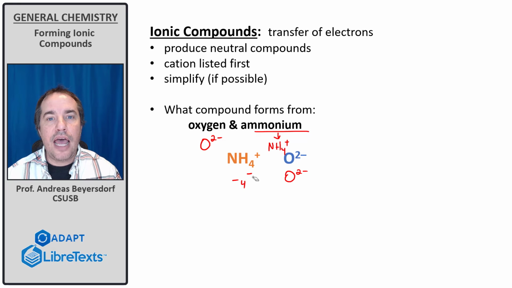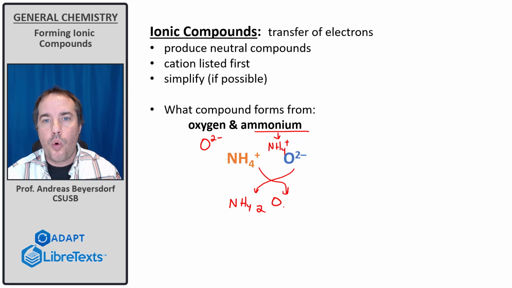Okay? And then what we do is we do that crisscross rule. And that becomes NH4, 2, O1. Now, notice that this looks like it's NH42. So what we have to do is use parentheses around that NH4 to say that we have 2 NH4 groups, 2 ammoniums, and 1 oxygen: (NH4)2O.